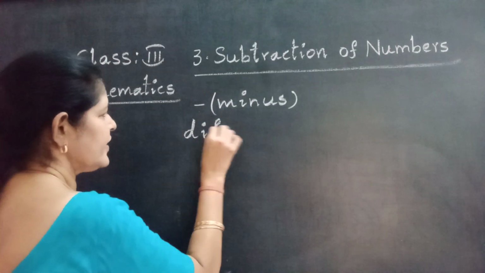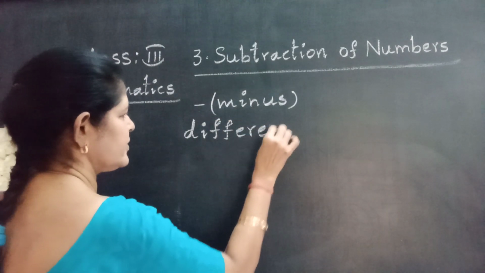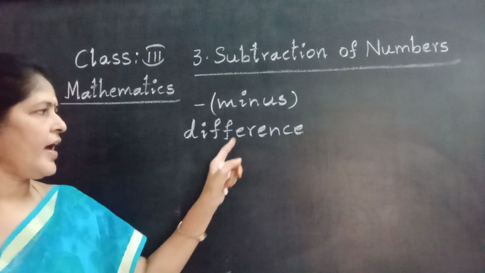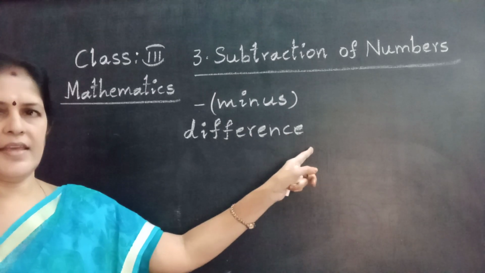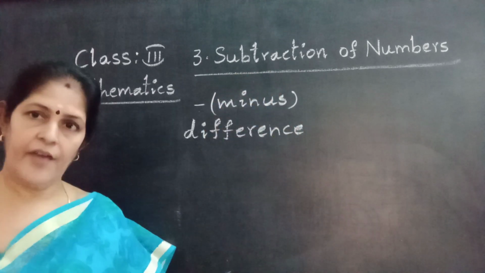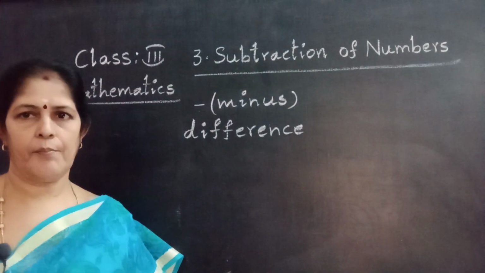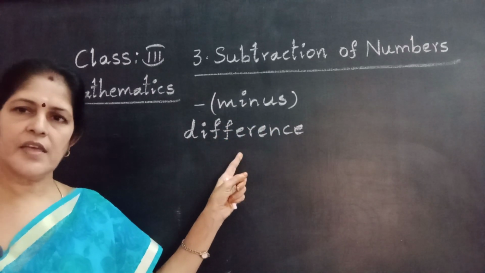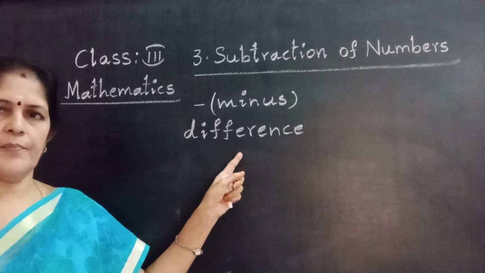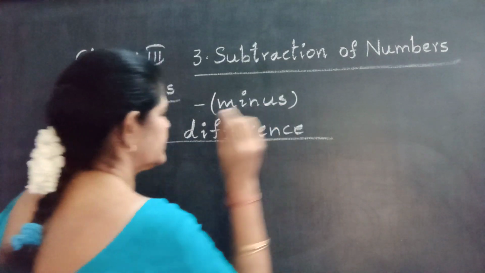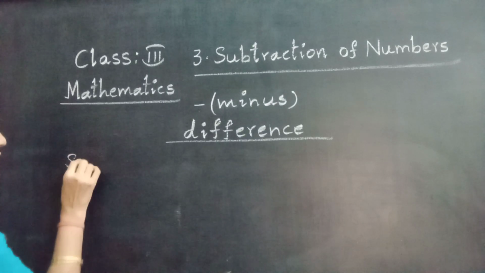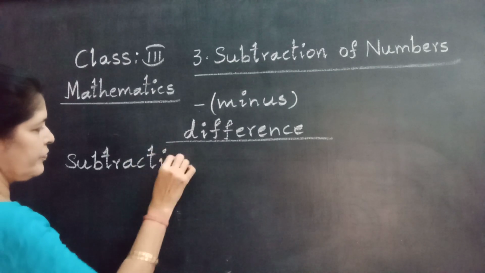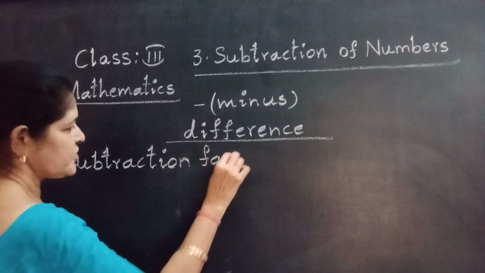Next, the result of subtraction is difference. D-I-F-F-E-R-E-N-C-E. Subtraction means we take away a small number from the big number. Minus is the symbol for subtraction. The result of subtraction is called difference. Now, subtraction facts. That means rules in the subtraction.